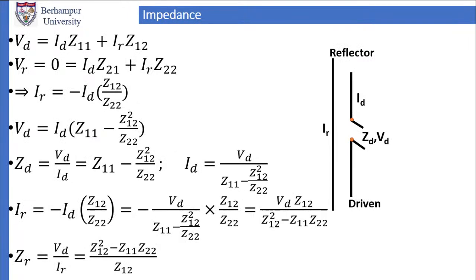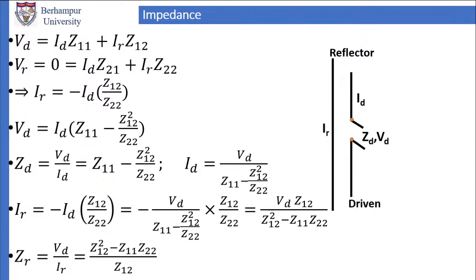We have seen the input impedance. Now let us do a complete analysis of impedance for the reflector antenna. When we have a reflector, we have two antennas. One is the reflector, the other is the driven element. So there are two elements, and both are carrying currents.